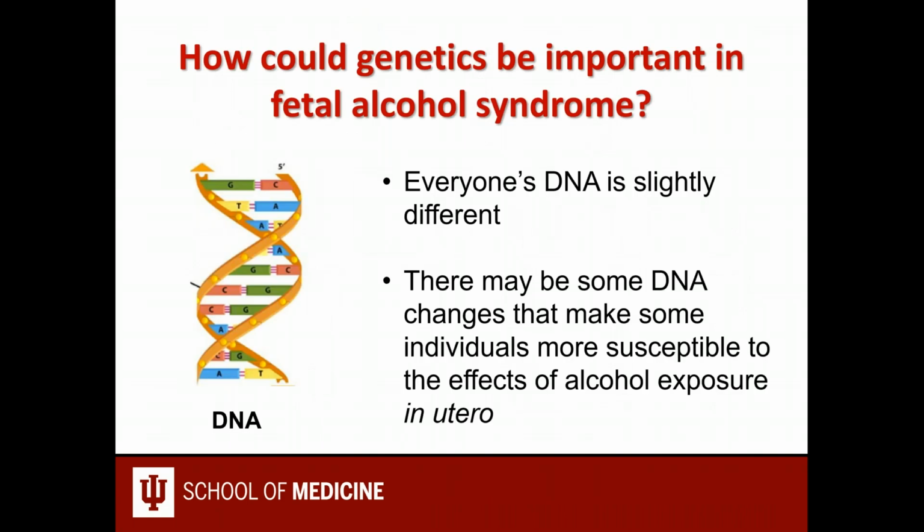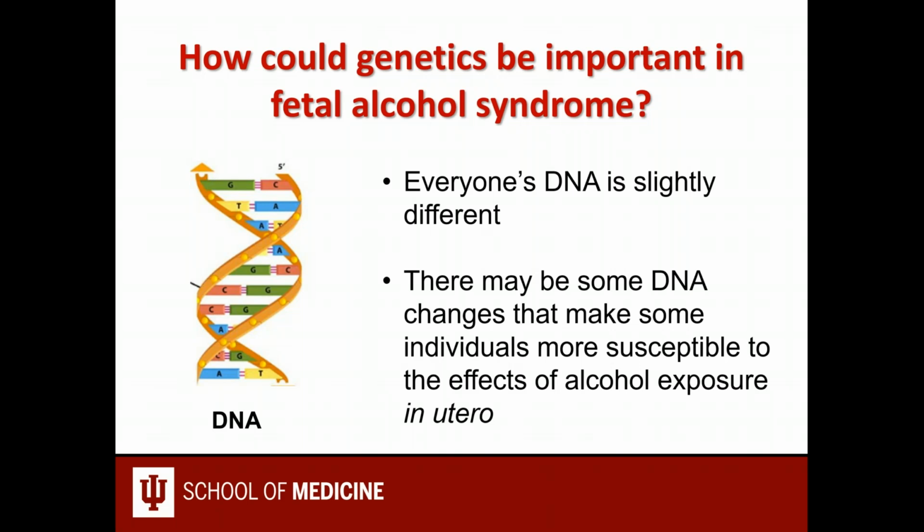So how could genetics be important in fetal alcohol syndrome? Well, the first thing is everyone's DNA is slightly different. The only time I'd be careful about saying that is if you had identical twins. But if you take two people in the room or somebody else sitting in the room with you, chances are, unless you're identical twins, your DNA is different. And if you're related to each other, maybe a little less different than someone who's not related to you. But we know or believe that there might be some DNA changes that make some individuals more susceptible or have more effect if they've been exposed to alcohol in utero.